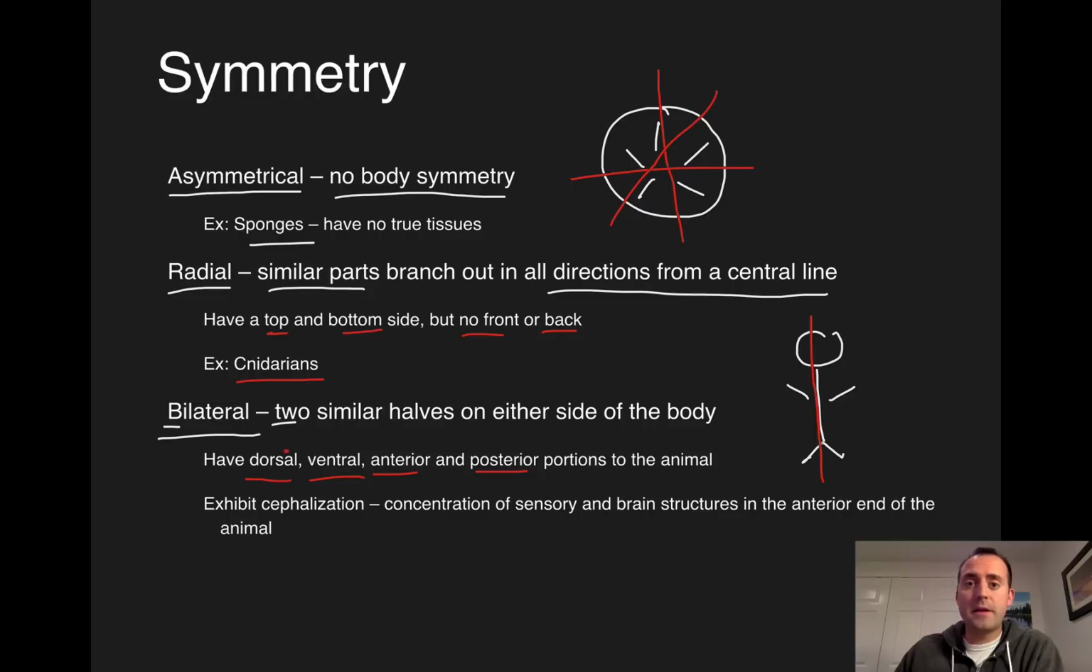That would be all characteristic of a bilateral symmetrical organism. Organisms that show bilateral symmetry also exhibit what's called cephalization. We'll talk more about that later, but it's a concentration of sensory organs and a brain near the anterior or the head region of the organism.